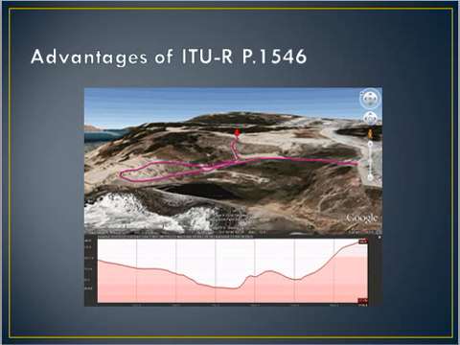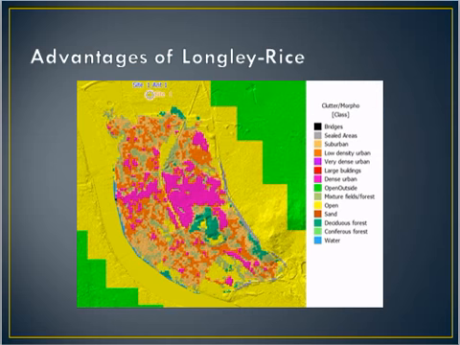The main advantages of ITU-R P.1546 are that it accounts for time, location, and atmospheric refractive index variability. The advantages of Longley-Rice are that it accounts for terrain, climate, subsoil conditions, and ground curvature.